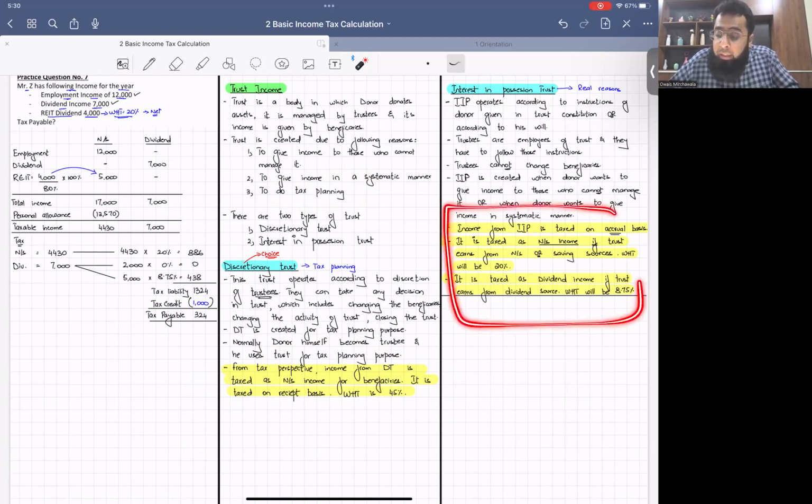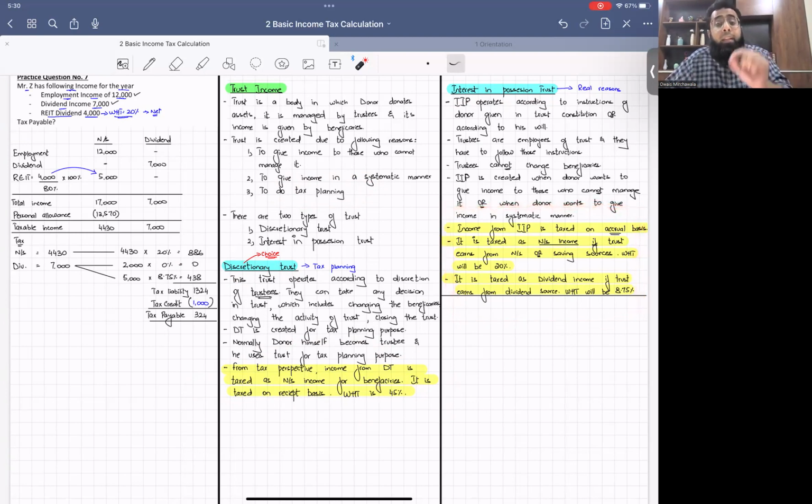Whereas if we talk about interest in possession trust, it is taxed as non-saving income if the trust itself earns from non-saving or saving sources. Withholding tax is 20%. Withholding means advance tax. If the trust earns from dividend sources, then it's a dividend income for the beneficiary and withholding tax is 8.75%.